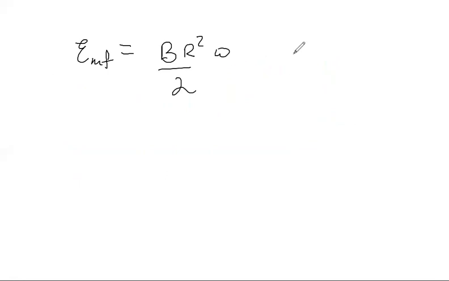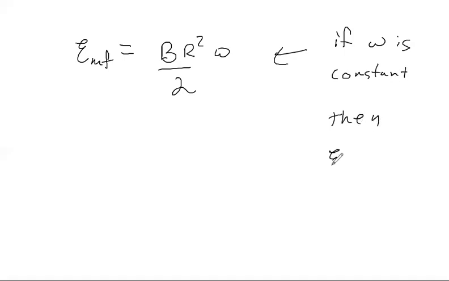And the sign of omega determines the sign of the EMF. So basically, if omega is constant, then the EMF is constant. So it's a DC generator. Okay, so that is a DC generator.